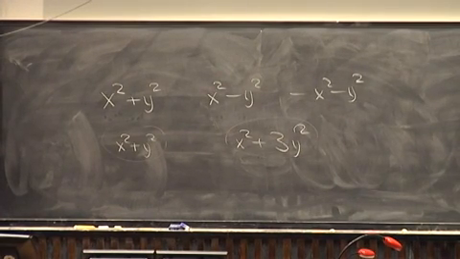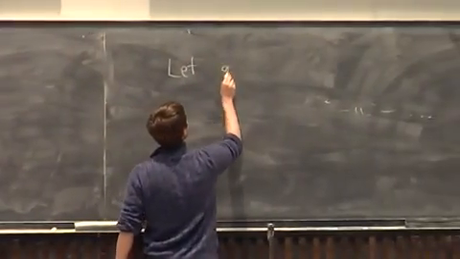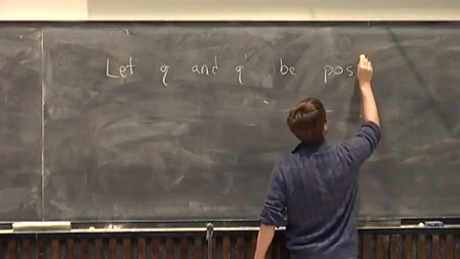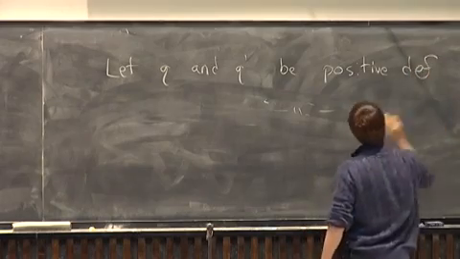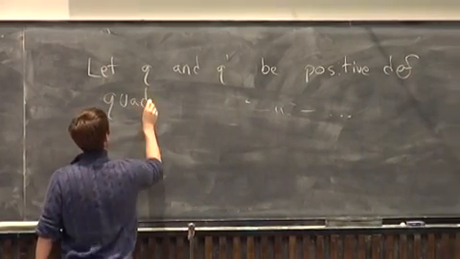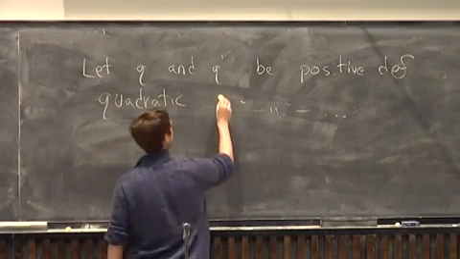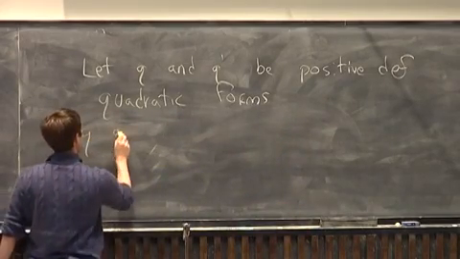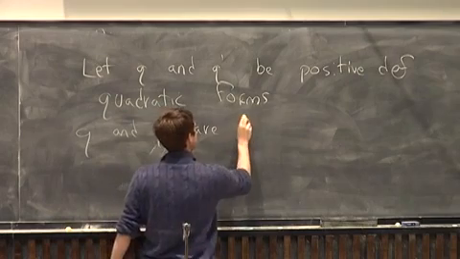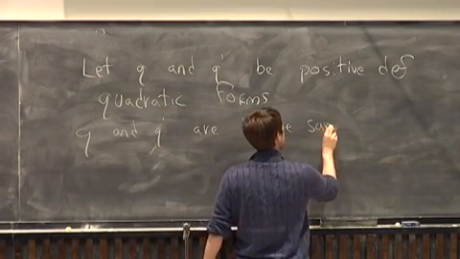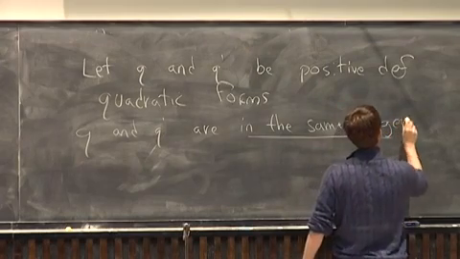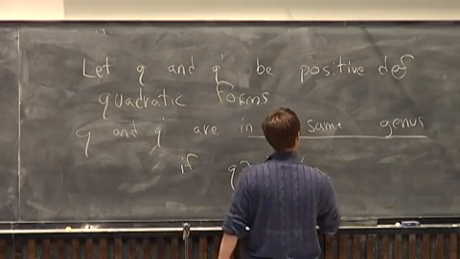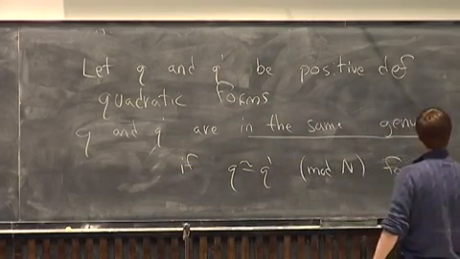So that motivates the following definition. Let Q and Q prime be positive definite quadratic forms. And implicitly here, I'm assuming they are in the same number of variables. Then we say that Q and Q prime are in the same genus if Q and Q prime are equivalent mod n for all n greater than 0.